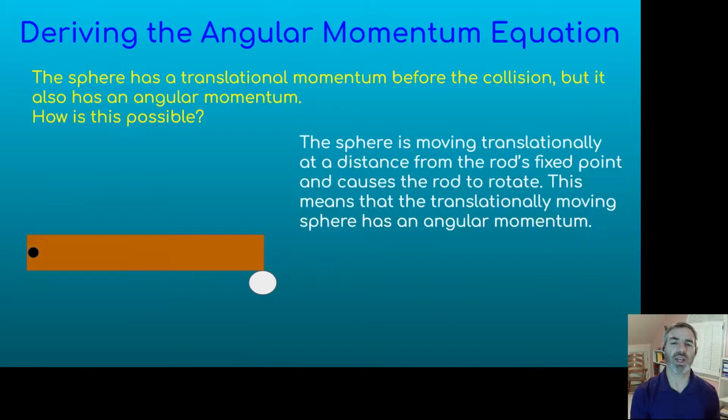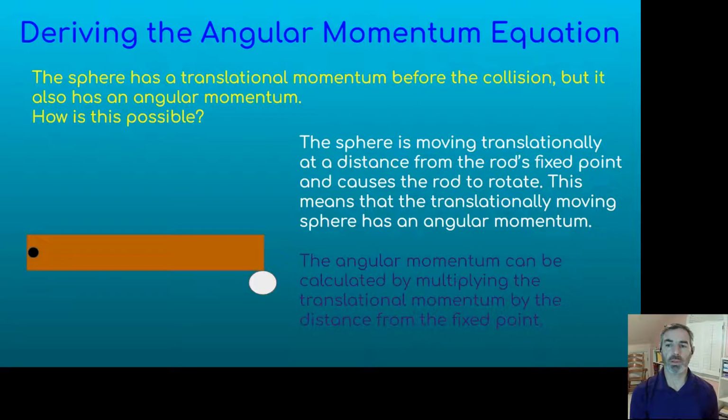Well, because the sphere is hitting at the outermost edge of the rod, it's applying a torque which causes the rod to rotate. Remember, it's a force at a distance. So a translationally moving object moving at a distance from a fixed point also can have an angular momentum. So the angular momentum can be calculated by simply multiplying the translational momentum by the distance from the fixed point. We take the mass times velocity times the distance from that fixed point, which is the radius r, and that gives us the angular momentum.